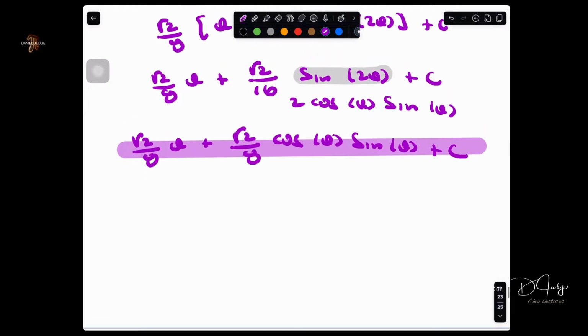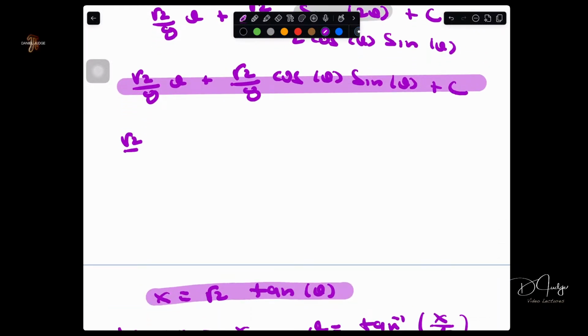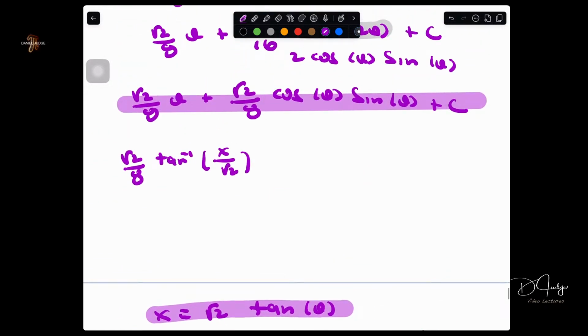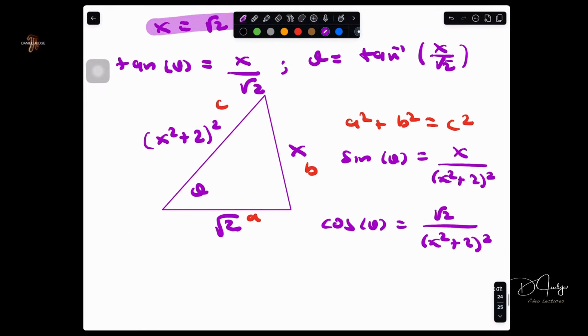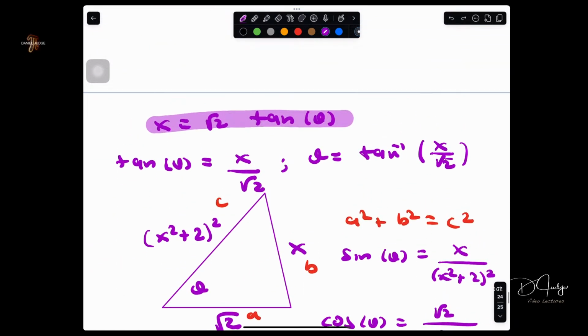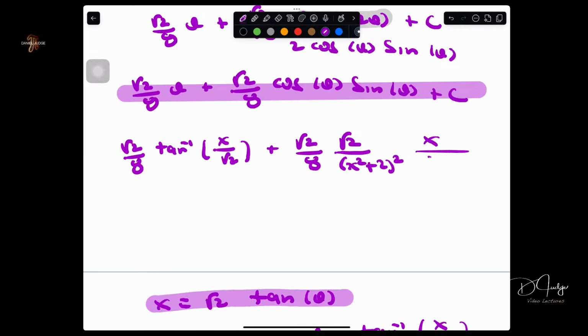All right. So, square root of 2 over 8 inverse tangent x over square root of 2 plus square root of 2 over 8 cosine theta, which is square root of 2 over x squared plus 2, and I guess I'll put the sine theta, x over x squared plus 2, plus c.